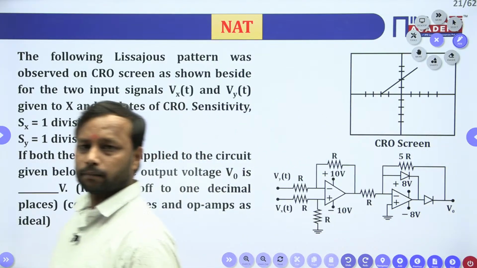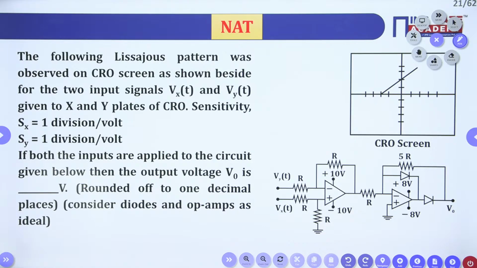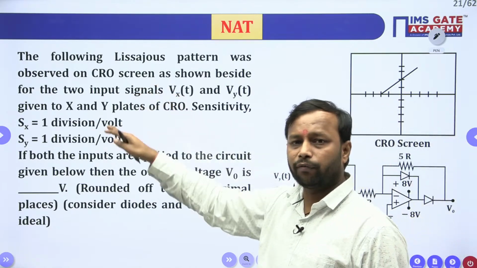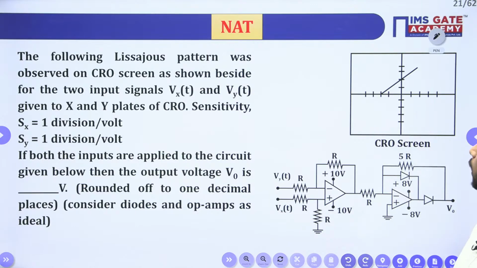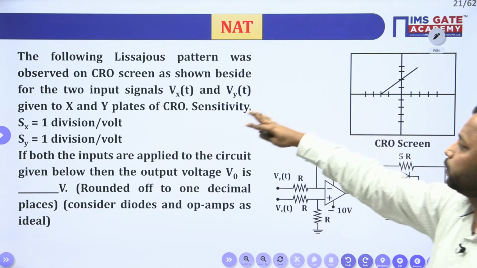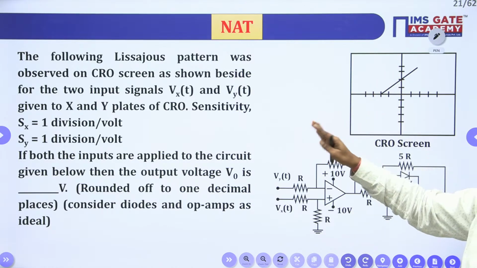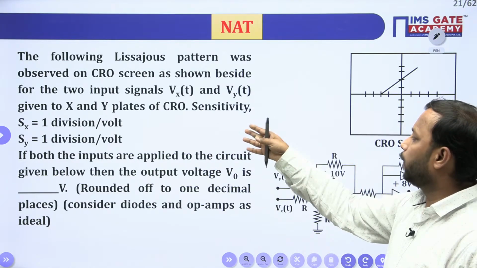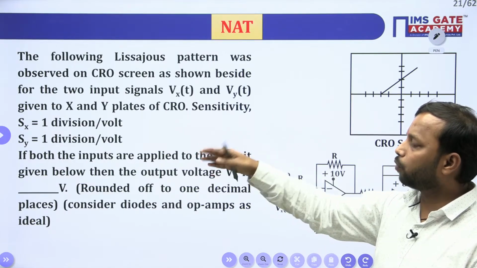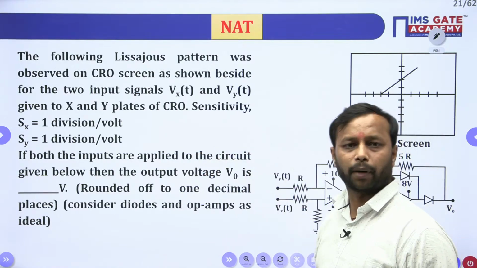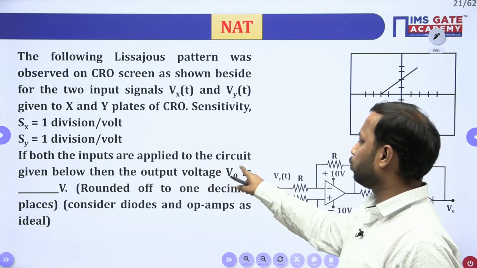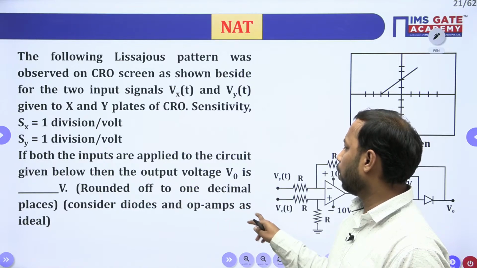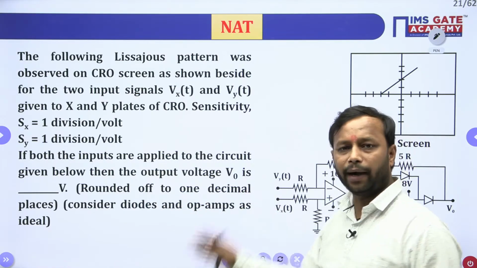This one. All right, so this is a numerical answer type question, and again, this question is from CRO. Now, read the question very carefully and try to find the answer. The following Lissajous pattern was observed on the CRO screen as shown beside, for the two input signals Vx of t and Vy of t, given to the X and Y plates of the CRO. Sensitivity Sx equal to 1 division per volt and Sy 1 division per volt. If both the inputs are applied to the circuit given below, then the output voltage V0 is dash volt, rounded up to 1 decimal place. Consider the diode and op-amp as ideal.